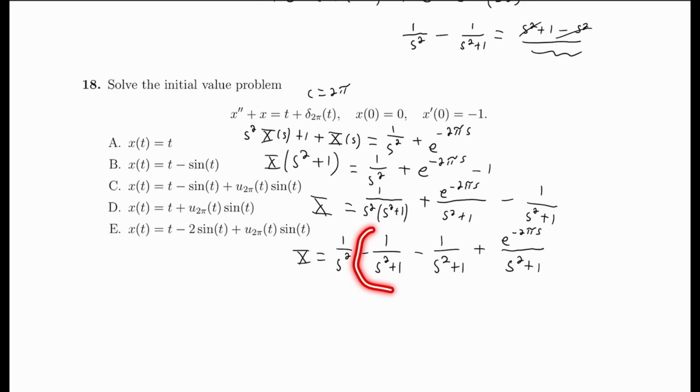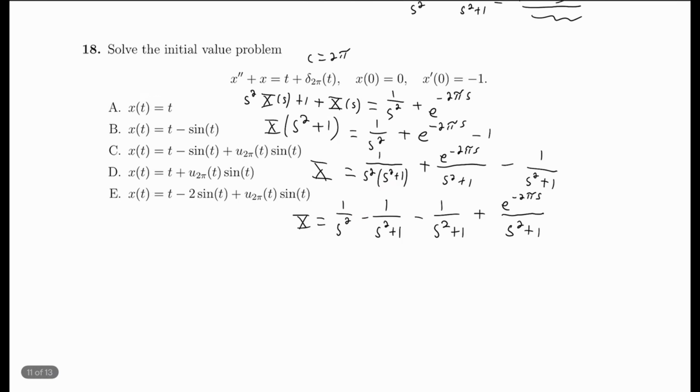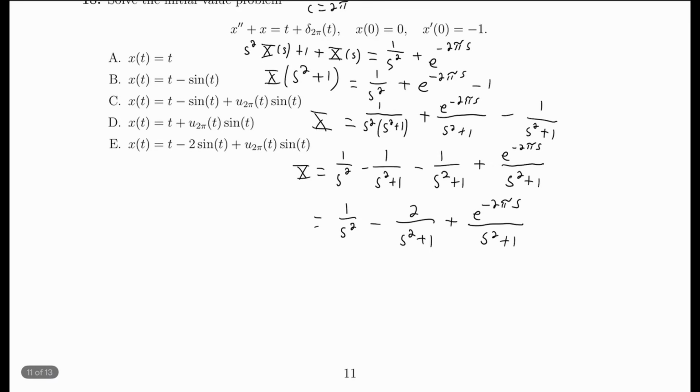Now we see that we have two like terms there. So we can write this as 1 over s squared minus 2 over s squared plus 1 plus e to the negative 2 pi s over s squared plus 1. These first two terms are pretty straightforward to get your inverse transforms of. Remember, using number 3, this one just becomes t. And now this is little x of t. This was big X of s, but now we're taking the inverse transform of both sides.